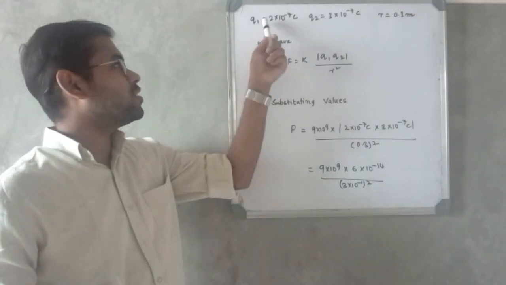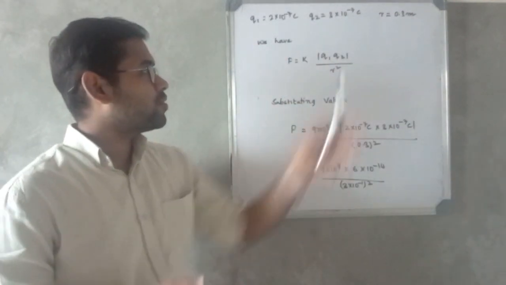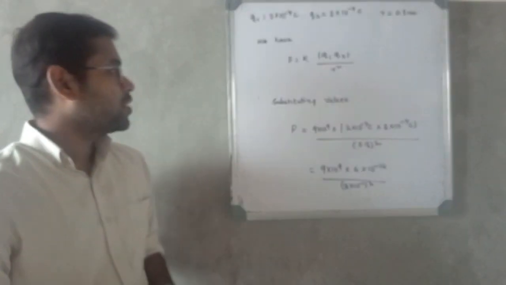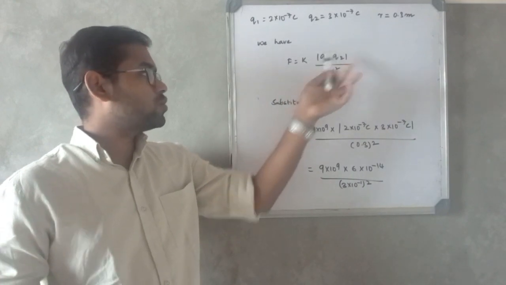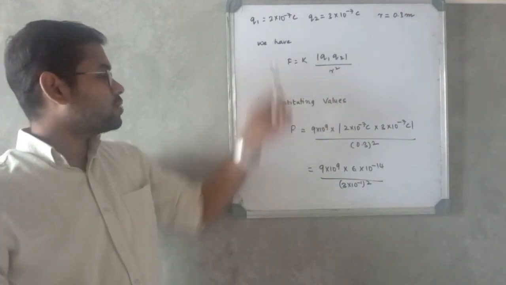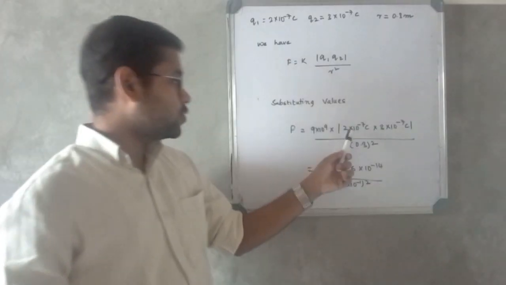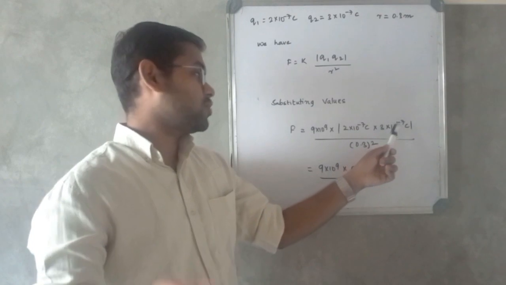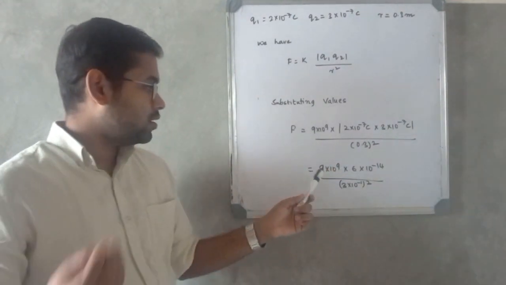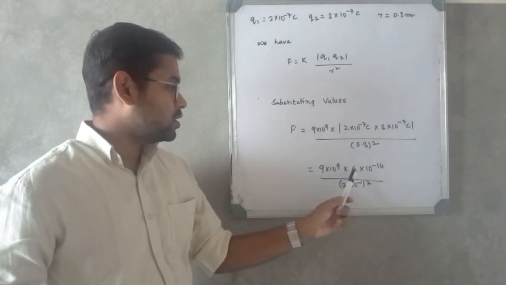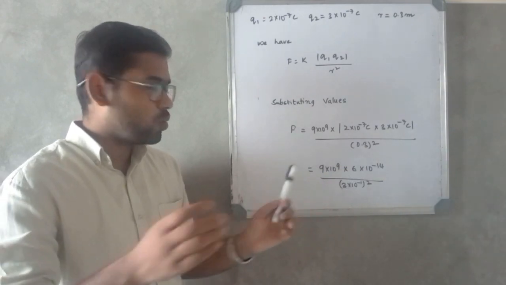And from given, we have Q1 is equal to 2 into 10 raised to minus 7 coulomb, Q2 is equal to 3 into 10 raised to minus 7 coulomb, and R is equal to 0.3 meters. And we have Coulomb's formula to calculate the force, which is force is equal to K Q1 Q2 divided by R square. Substituting these values, you will get F is equal to 9 into 10 raised to 9 mod of 2 into 10 raised to minus 7 coulomb, 3 into 10 raised to minus 7 coulomb divided by 0.3 whole square. And now multiplying these two, we will get 6 into 10 raised to minus 14, and I will write 0.3 as 3 into 10 raised to minus 1 whole square.